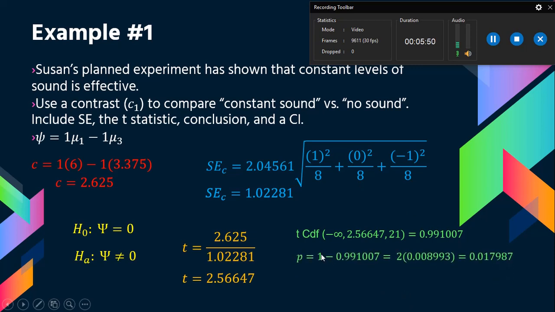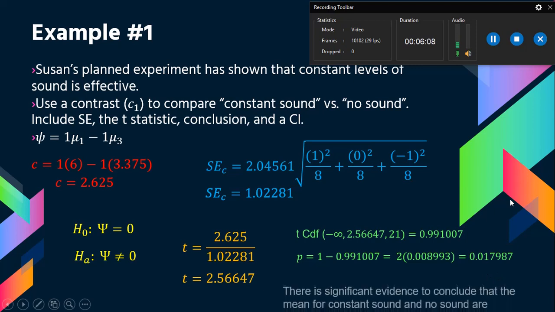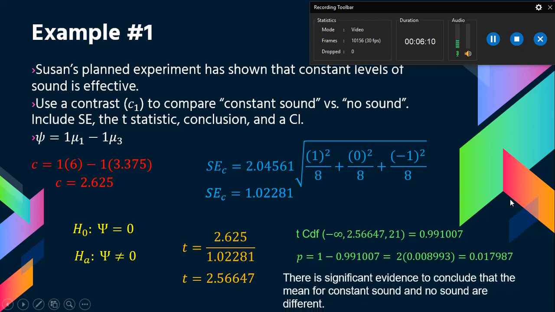But actually, p is a 1 minus. And even though we didn't provide a direction in our alternative hypothesis, if I try to multiply this by 2, I'm not going to get a correct answer. So I'm subtracting, and when I multiply by 2, my value of p is 0.017. So at this time, I can say that I do have significant evidence to conclude that my mean for constant sound and my mean for no sound are different.